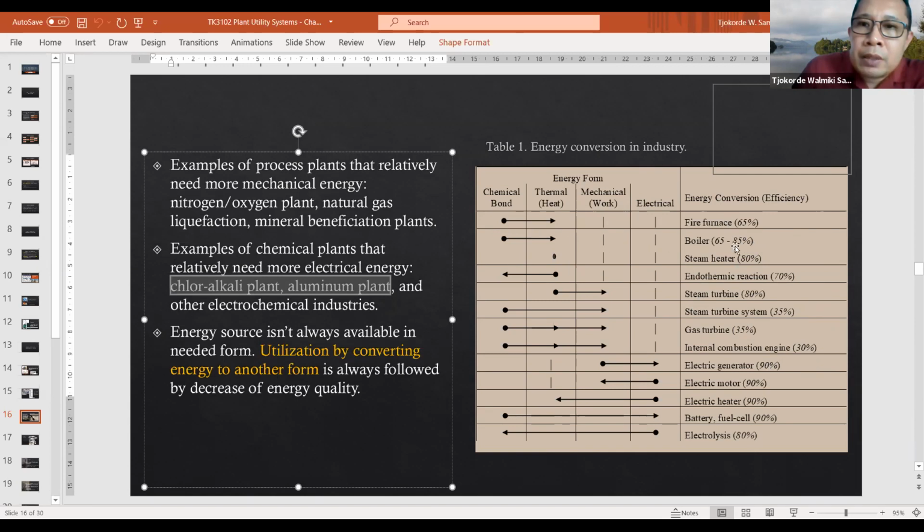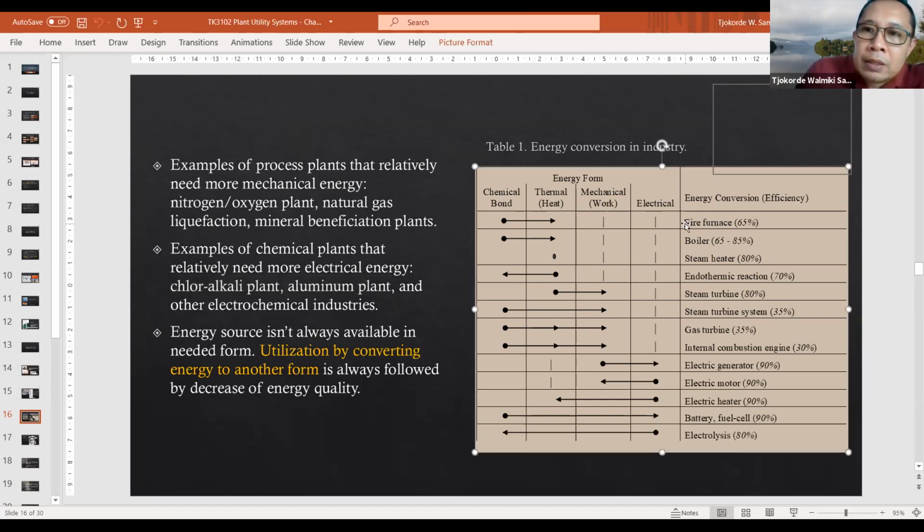So for example, the combustion of fuels. Now remember, the energy contained in fuels is chemical energy, in the form of chemical bonds. And when we break these chemical bonds, we will obtain thermal energy. That's what happens in combustion. Okay, so fired furnace, tungku pembakaran, the efficiency of a fired furnace is typically around 65%.